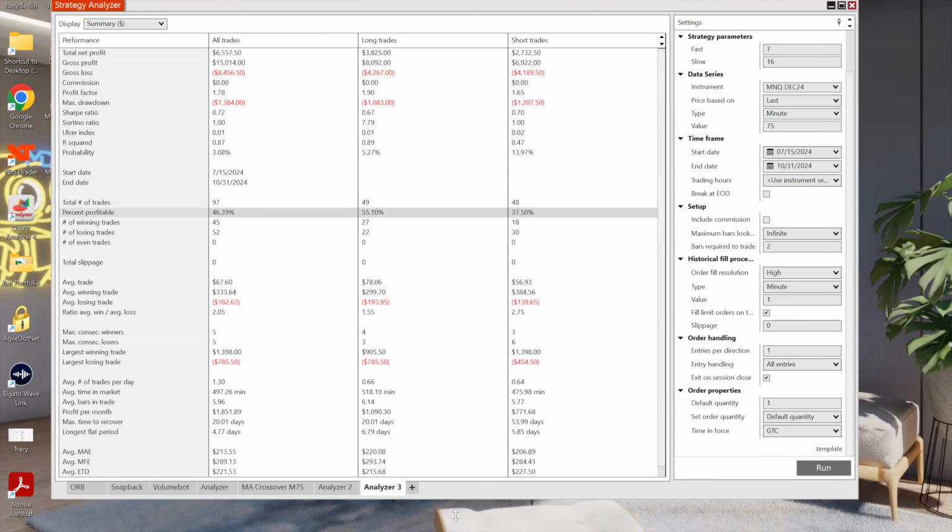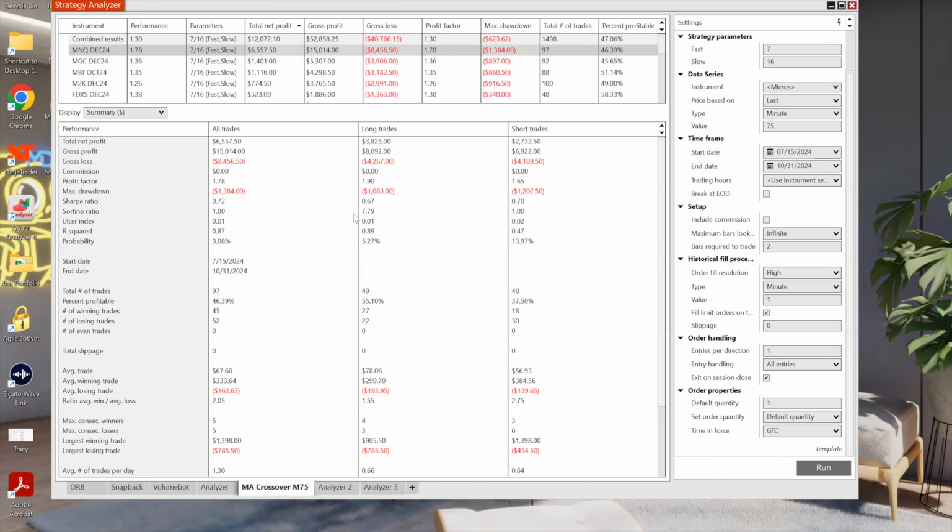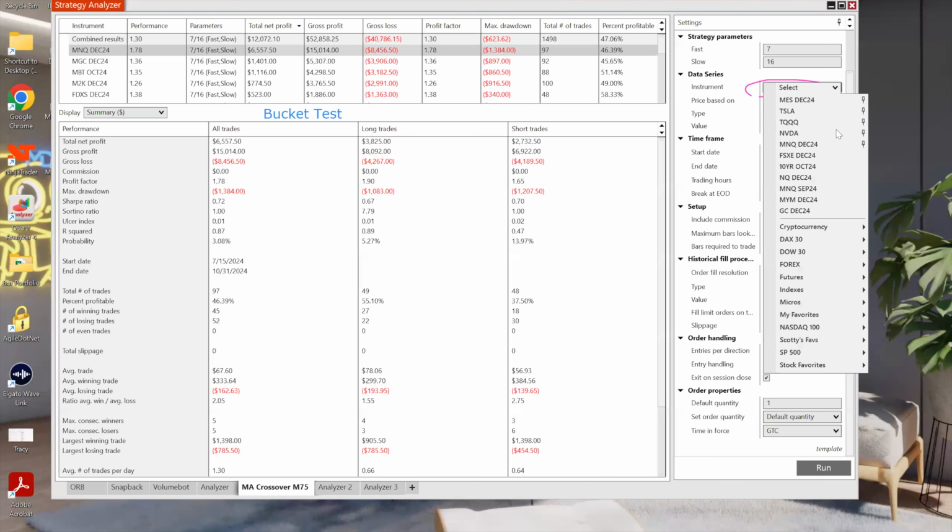Okay. Now, what we just did, where we're running it across a whole bunch of assets, is what I refer to as a bucket test. We're running a bucket test. And all I'm really doing is hard coding every single variable. The only thing we're changing is the asset class itself, or the asset itself. So we're doing all micros, but here's a list.